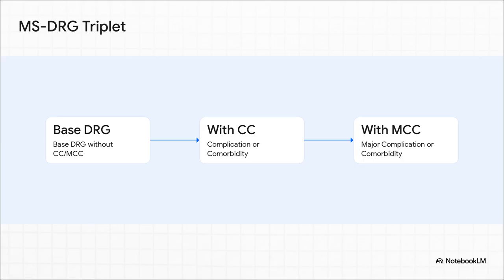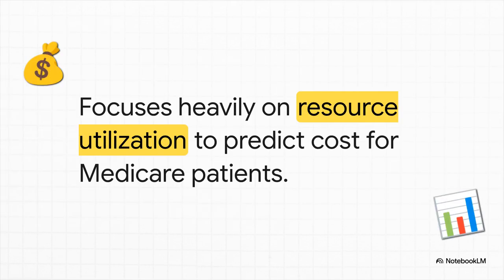So for example, if a patient is admitted for simple pneumonia, well, that's your base tier. But if they also have acute renal failure, bam, that single MCC acts as a trigger to bump them right up into the highest paying tier. Ultimately, this entire MS-DRG architecture is built to answer one primary question: how much is this specific Medicare patient going to cost to treat? It's all about measuring resource utilization.